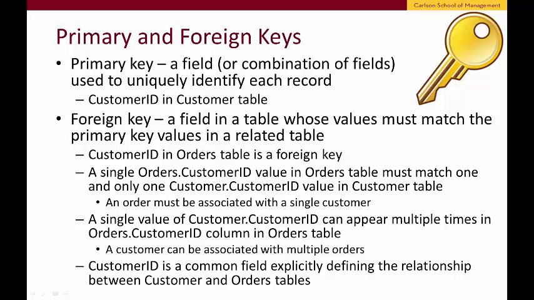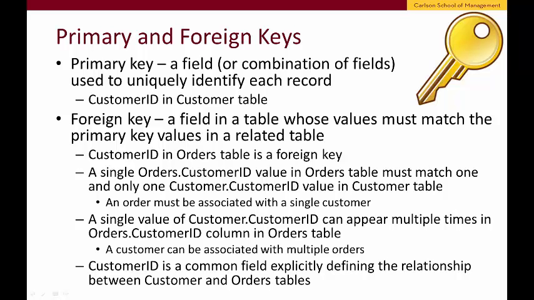The primary key is a field, or a combination of fields in the case of the order detail table, as you'll see shortly, that uniquely identifies each record in a table. Customer ID uniquely identifies each customer, order ID each order, and the combination of order and product key uniquely identifies each order detail. A foreign key is a field in a table like order whose values match the primary key values in a related table like customer.